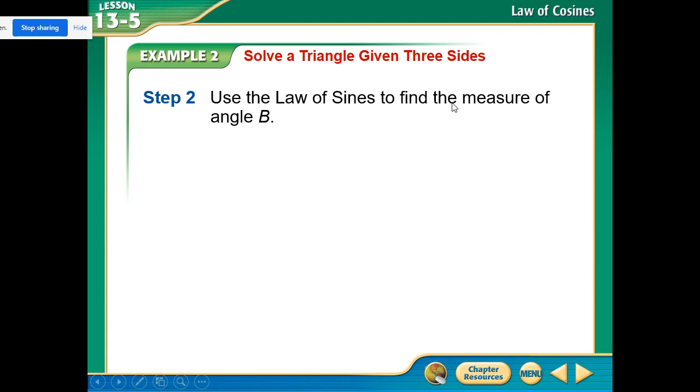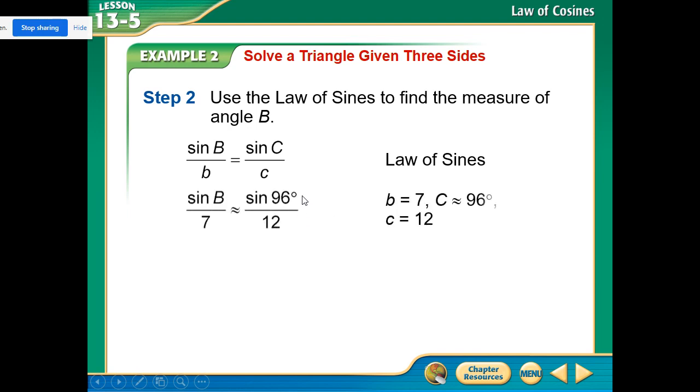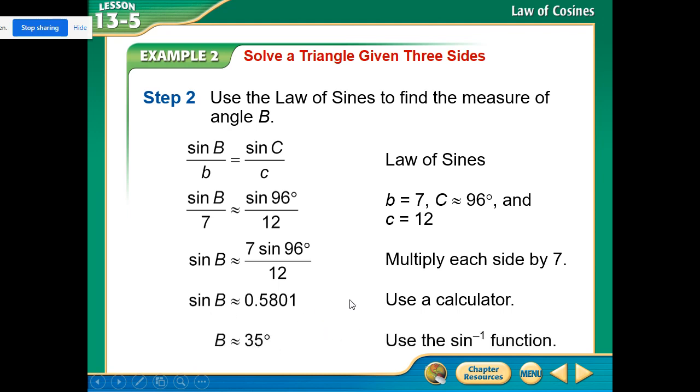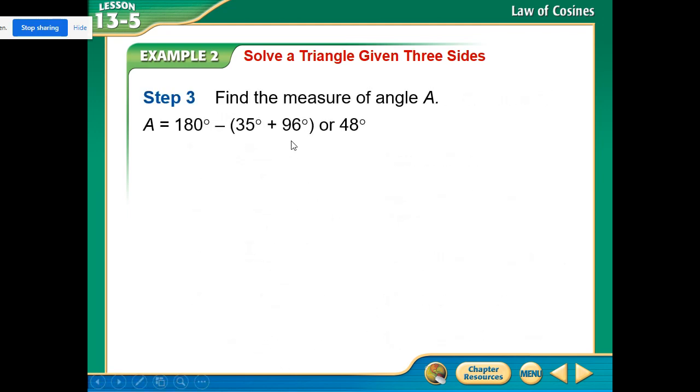Well, once I have that one value, I now have a pair and I can start doing my law of sines. So that 96 degrees here is over the 12, and then we can go over 7. And we can start cross multiplying. The sine of B equals 0.5801. Second sine of that, and B equals 35 degrees. Now that we have 96 and 35, I can find the last angle by subtracting from 180, and we get 48.